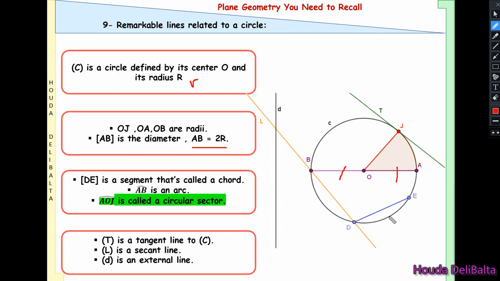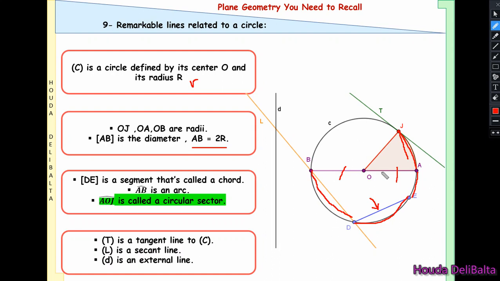DE, what you see here, is called a chord. It's a segment joining 2 points on the circle. AB, or for example BD, or AE, or AJ, or DE, all of these are called arcs on the circle. So arcs are like curves, not chords. A chord is just a segment joining 2 points on the circle, and we represent the arc by this, as you see here, by this gap.